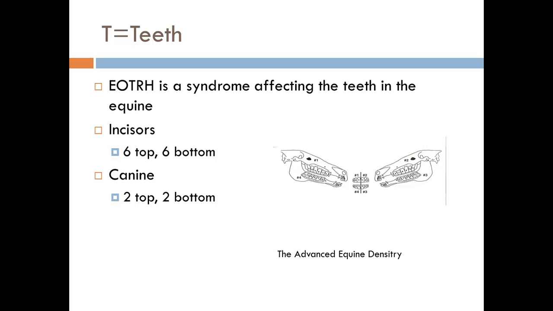T is for teeth. As you've already seen, EOTRH affects the teeth in equine, more specifically the incisors and canine teeth. In horses, there are 6 top and 6 bottom incisors and 2 top and 2 bottom canine teeth. The placement of these teeth can be seen in the diagram provided on this slide.